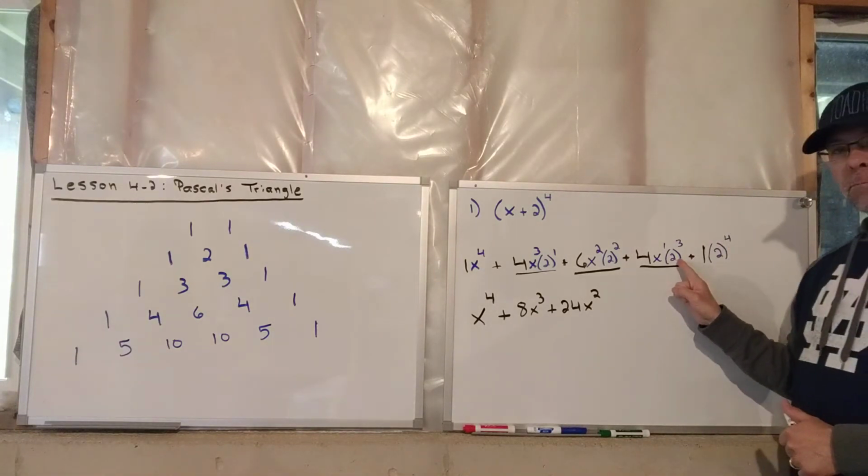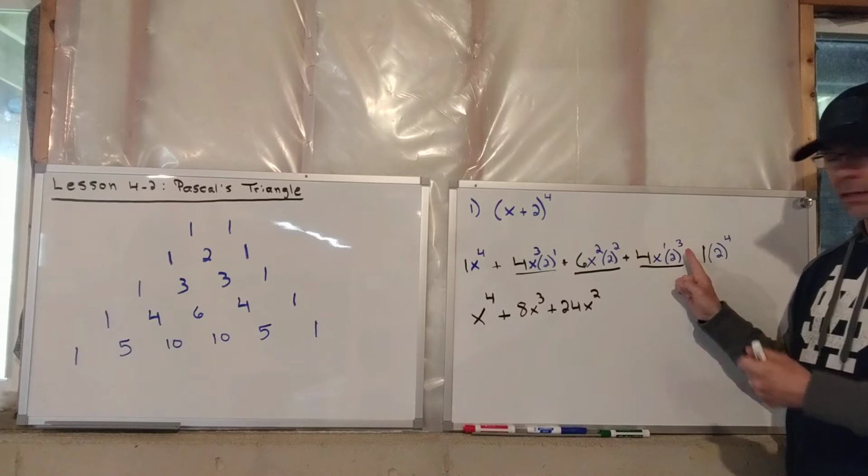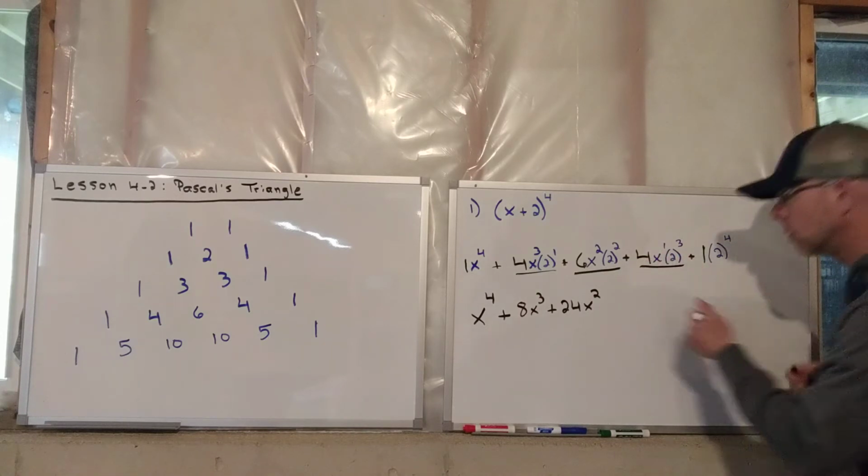So this one, 2 to the third is 8. 4 times 8 is 32.